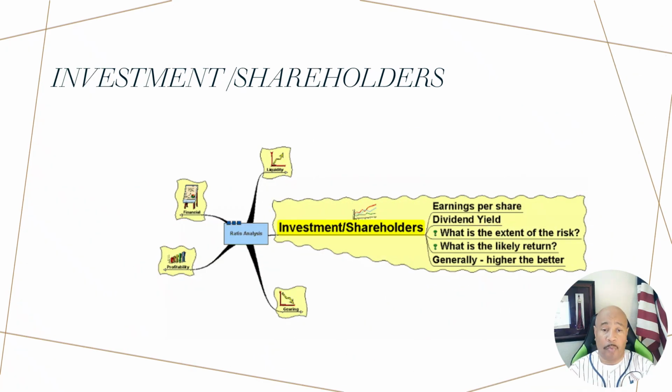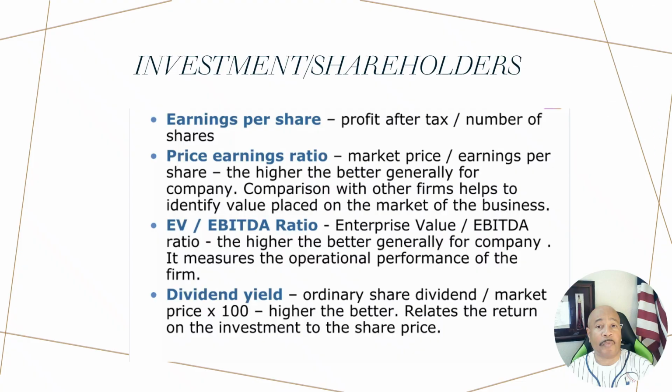Investment shareholders. We talked about this. This breaks down what this particular ratio will show as well. Investment shareholders broken down is earnings per share, profit after taxes, the number of shares. Price earning ratio is the market price divided by the earnings per share, and so forth and so on here. A lot of formulas, so to speak, and lots of ways to see how the ratios are going to tell you the health or unhealthiness of the company.